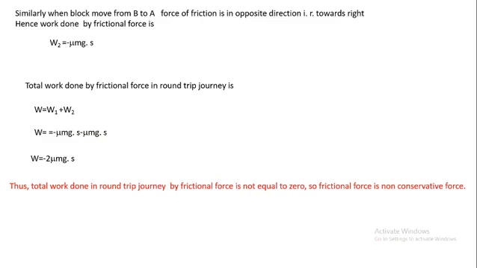So the total work done in a round trip journey, or over a closed path, by the frictional force is not equal to 0. In our earlier article, for a conservative force, the work done on a round trip journey is equal to 0. In this case, it is not equal to 0. If it is non-zero, then the force is said to be non-conservative, because there is no zero work done. So frictional force is always a non-conservative force.